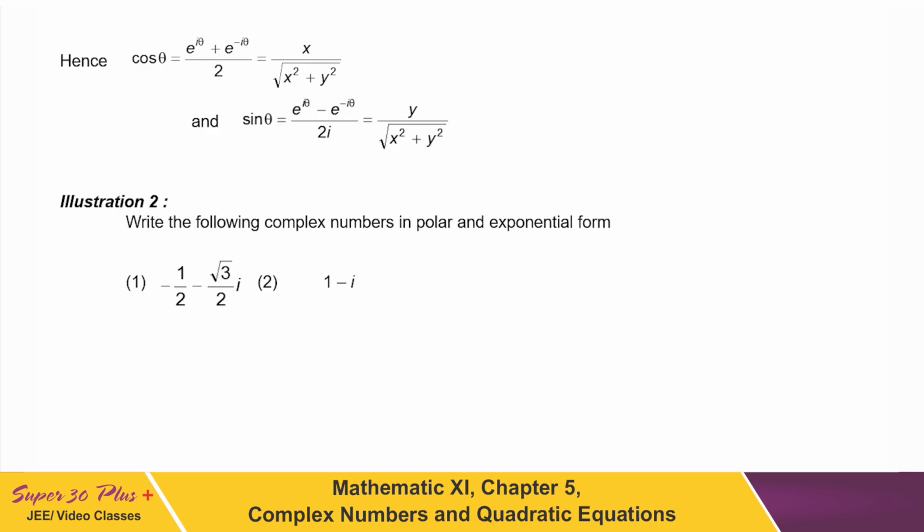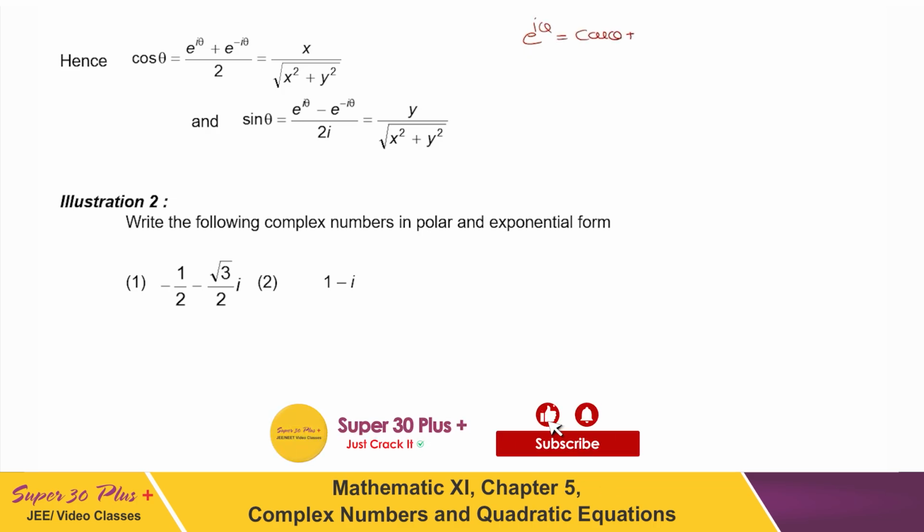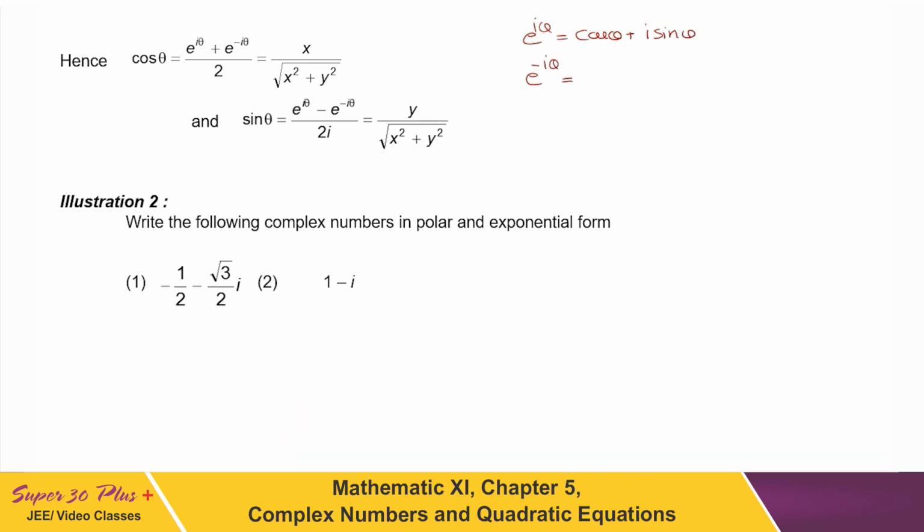So students, as we know, e to power iota theta is equal to cos theta plus iota sin theta, and e to power minus iota theta is equal to cos theta minus iota sin theta. Now if we add these two equations, then we find 2 cos theta is equal to e to power iota theta plus e to power minus iota theta.